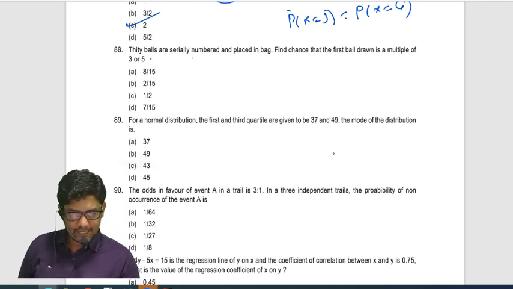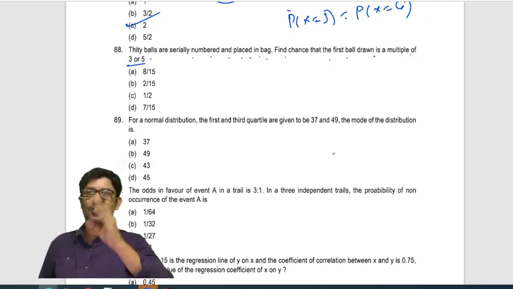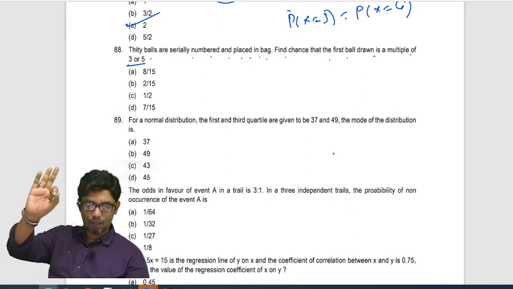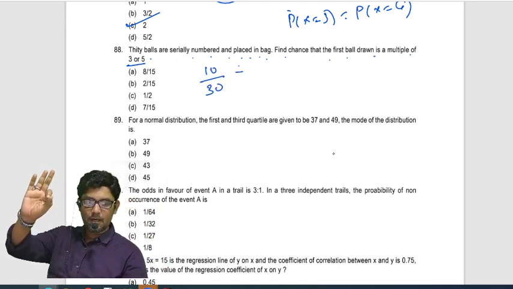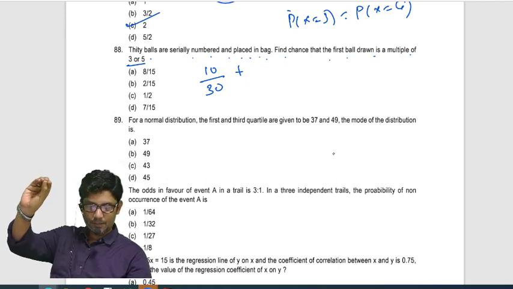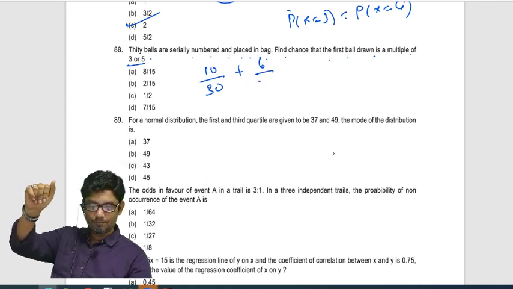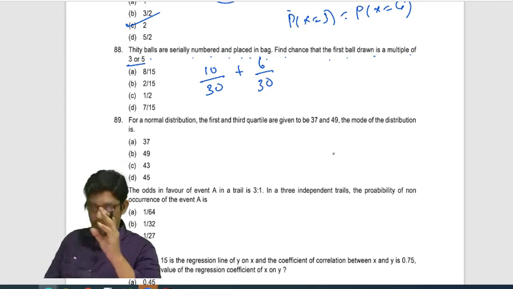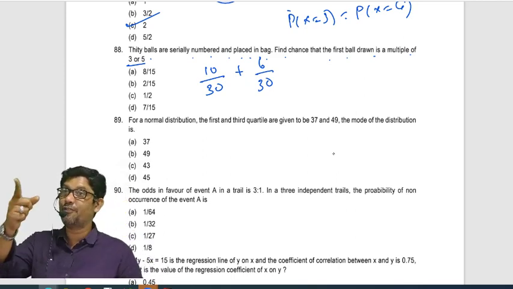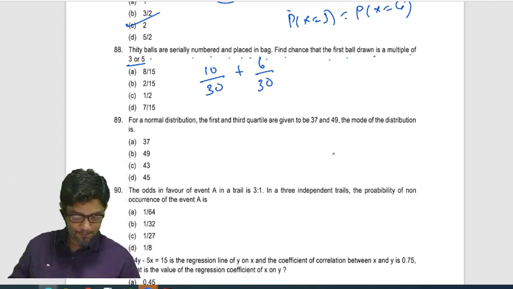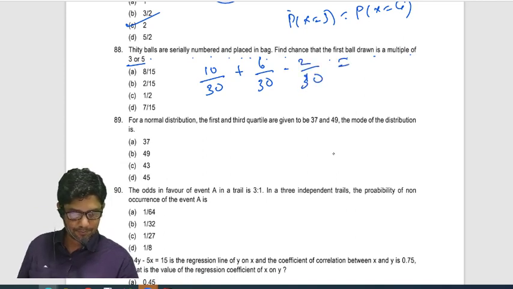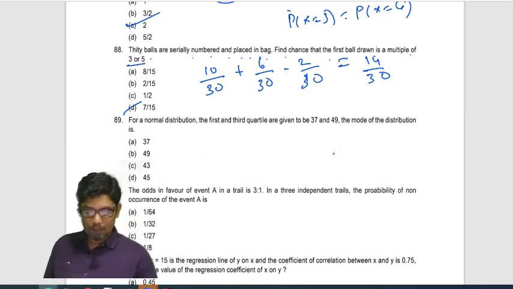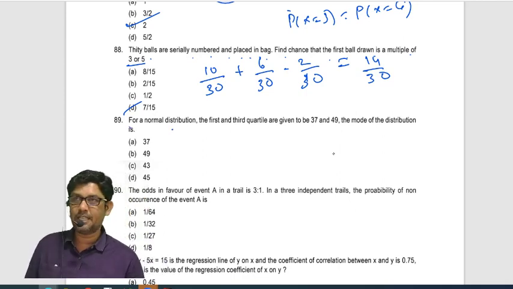30 balls are serially numbered and placed in a bag. Find the chance that first ball drawn is multiple of 3 or 5. 1 to 30. How many multiples of 3 we have got? 10. How many multiples of 5 we have got? 6. And is there any intersection between 3 and 5? Yes sir, 15. How many multiples of 15? 2. Minus 2 by 30. 7 by 15.